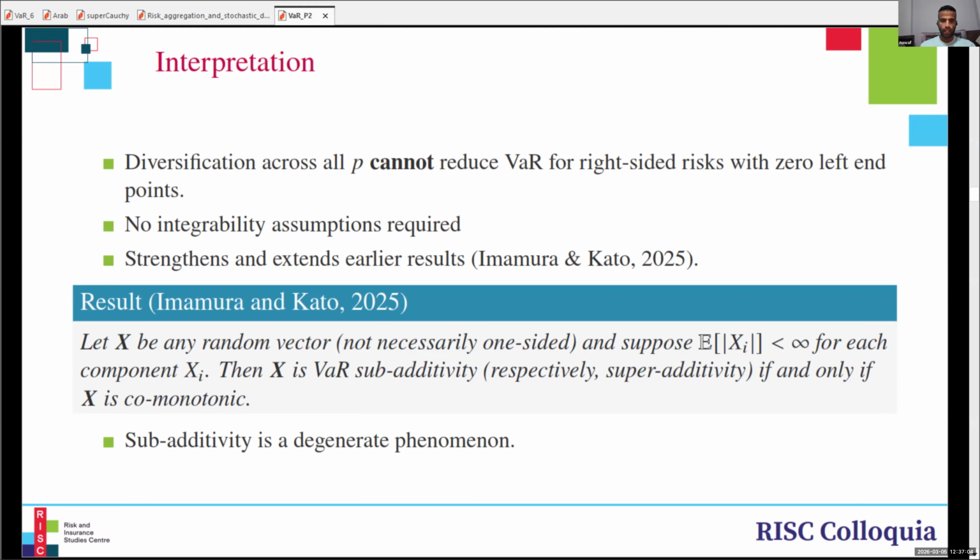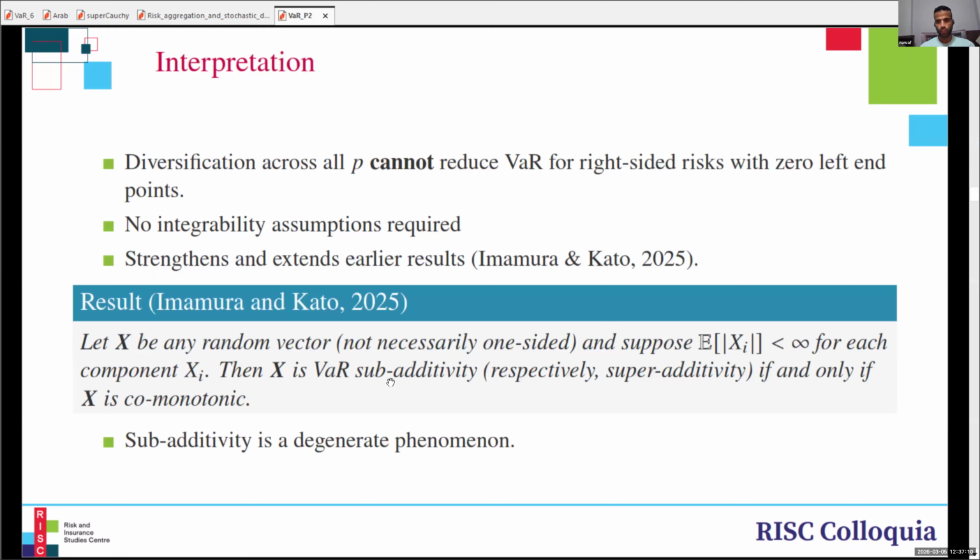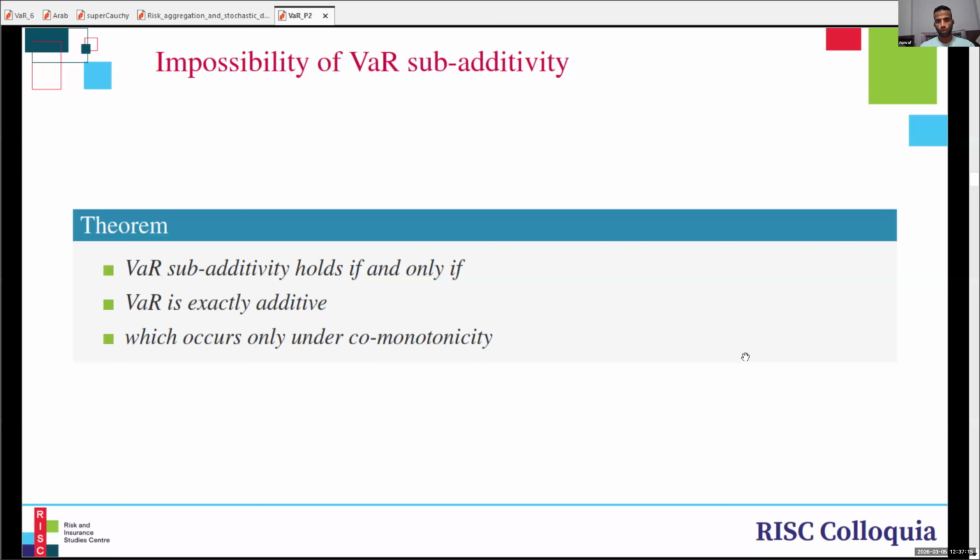Okay, our result states the same. However, we don't require that each expectation must be finite. And it only works for right-sided random variables.